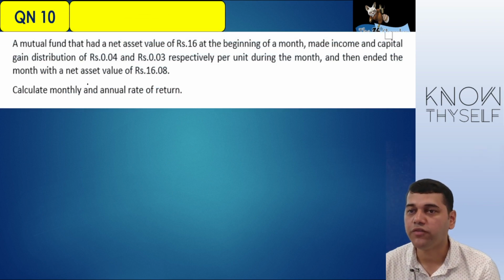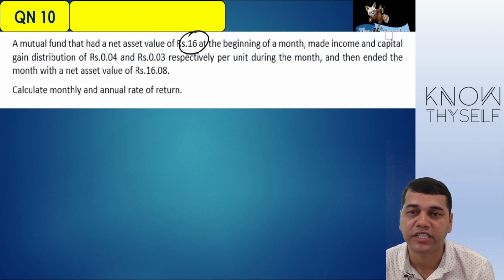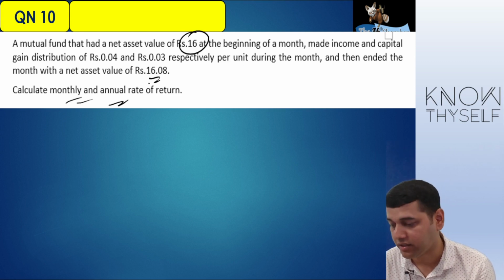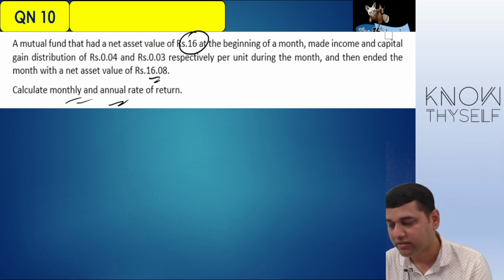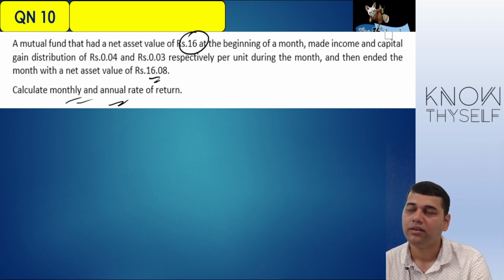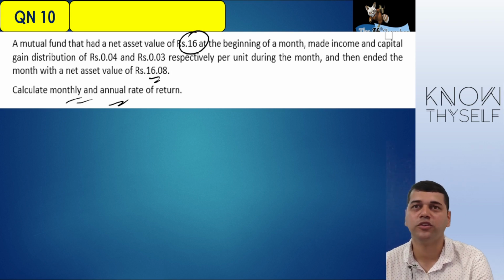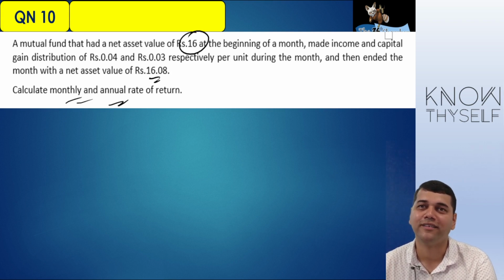Next question. A mutual fund has got a net asset value, NAV, of 16 at the beginning, made an income and capital gain distribution, and then ended the NAV at 16. Monthly and annual return. Here you have to calculate annual also. Easy question, practice manual. If you solve this type of question, you will also get a good hold on this chapter, correct?